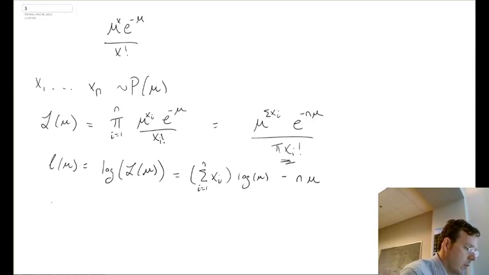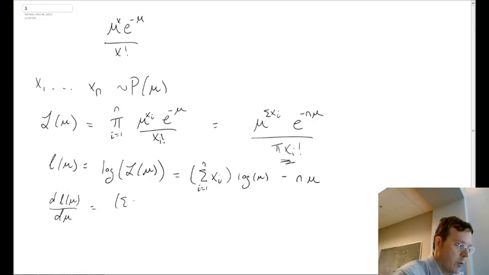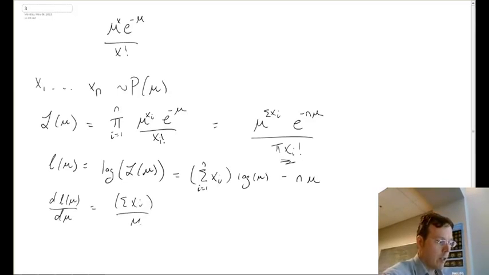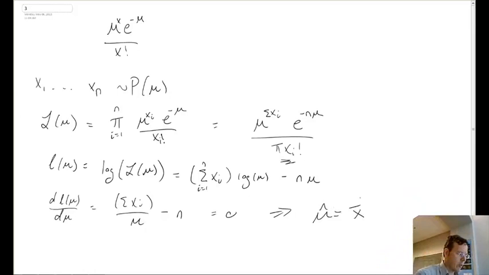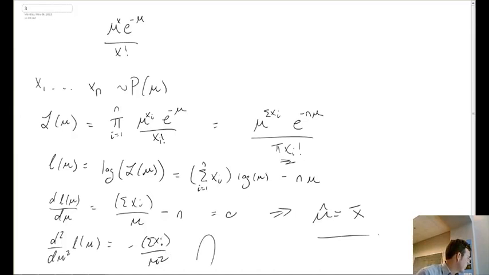So if we take the derivative of the log likelihood with respect to mu, we get summation xi over mu minus n. And if you set that equal to 0, that implies mu hat is equal to x bar, the average. Okay, good. And you can check a second derivative condition: you get negative summation xi over mu squared, which means that it looks like that. So this is indeed a maximum.